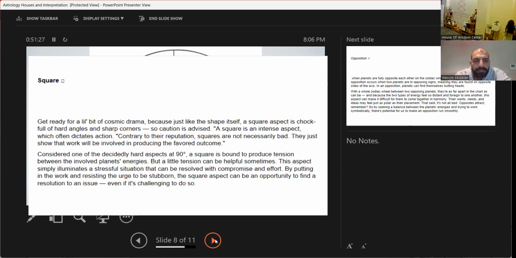Okay, square. This is dramatic. Get ready for a little bit of cosmic drama, because just like the shape itself, a square aspect is chock full of hard angles and sharp corners. So caution is advised. Actually, this is being very polite.